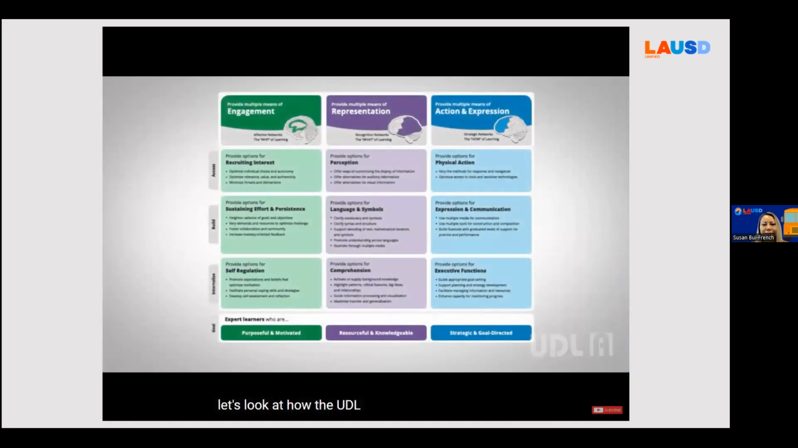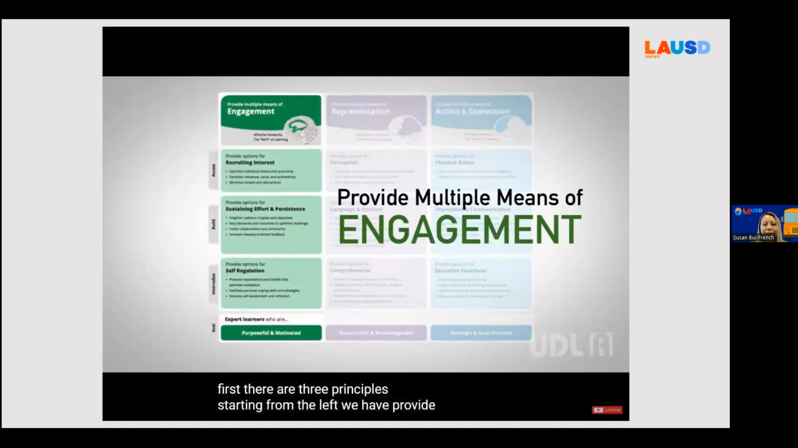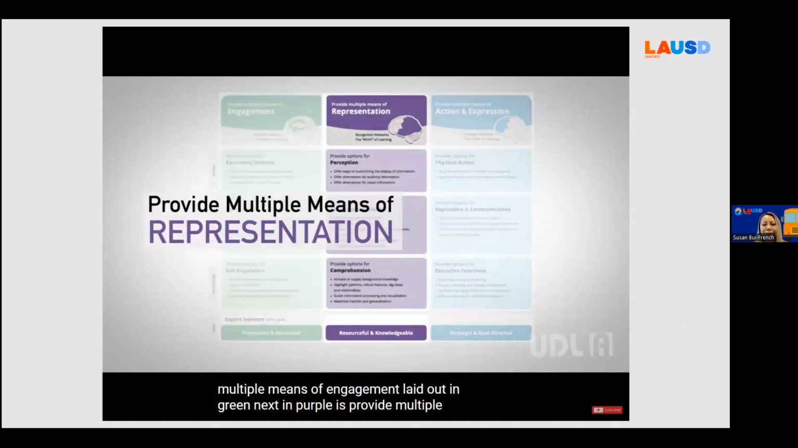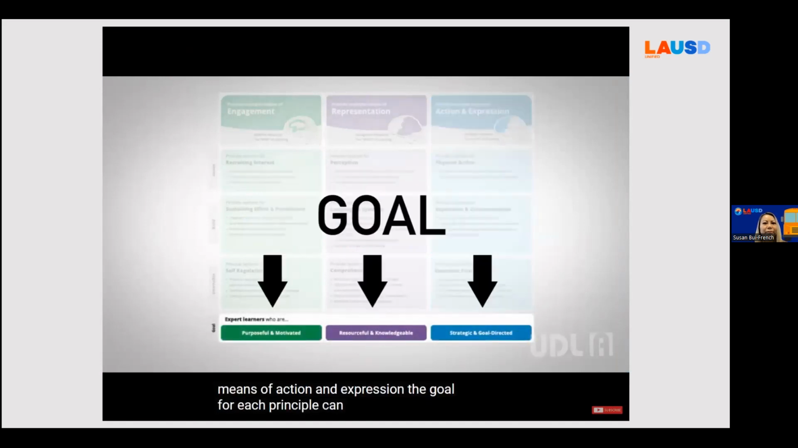Let's look at how the UDL guidelines are laid out and how you should approach implementing them in your instruction. First, there are 3 principles. Starting from the left, we have provide multiple means of engagement, laid out in green. Next, in purple, is provide multiple means of representation. Finally, in blue, is the last principle, provide multiple means of action and expression. The goal for each principle can be found at the bottom of each column.